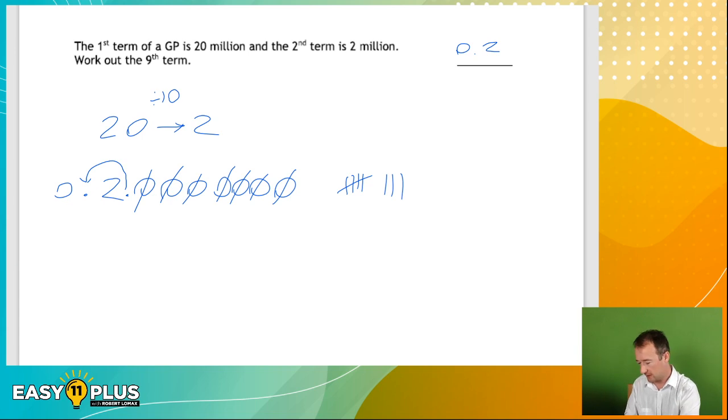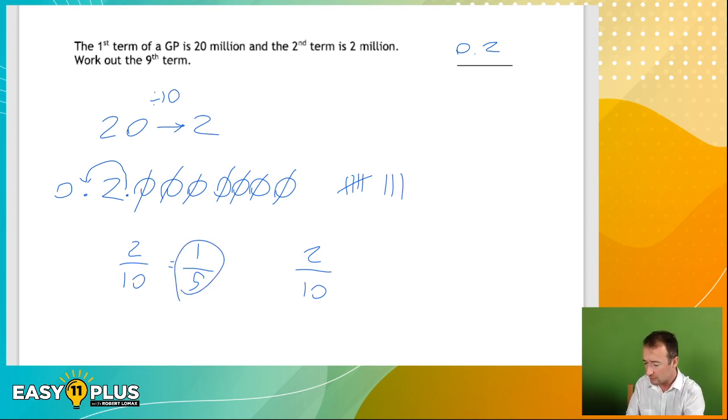You could also do it by saying what's 2 divided by 10? Well, it's a fifth. And if you wrote a fifth as your answer, that would also be correct. No problems at all there. If you wrote 2/10 as your answer, you'd risk losing maybe half a mark because you haven't simplified it down to a fifth. 0.2 or a fifth.